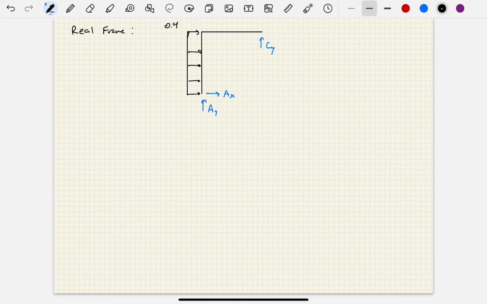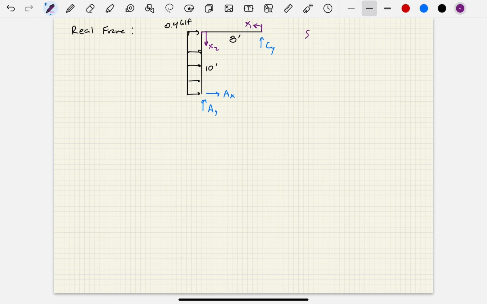And that's 0.4 KLF, 8-foot long horizontal member, 10-foot long vertical member. And again, I need to define the same coordinate system as I did in the virtual frame. So the same coordinate system will have that being x1, and this is x2 right here. You've got to use the same coordinate system between your virtual frame and your real frame, okay?